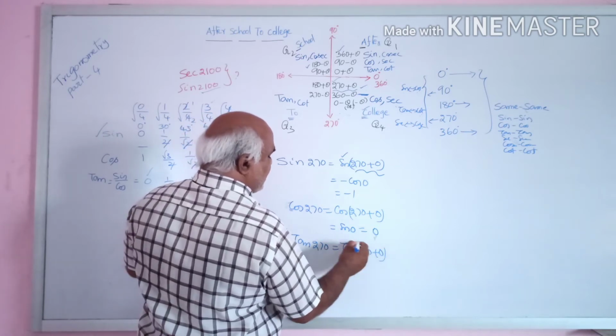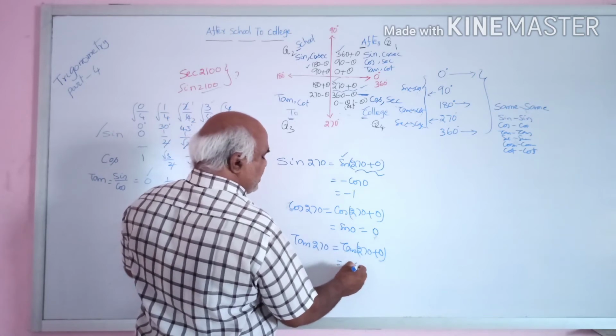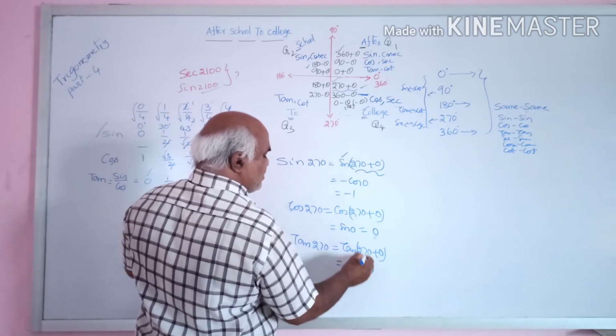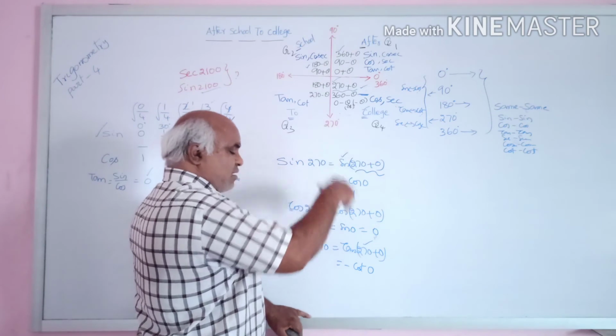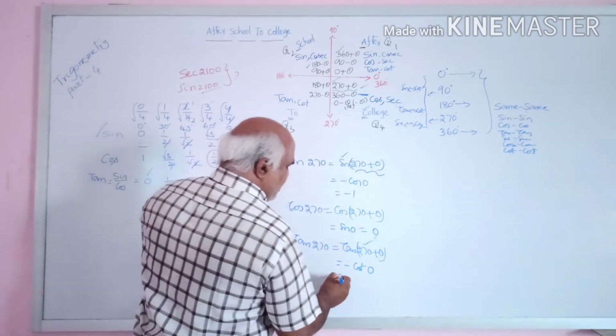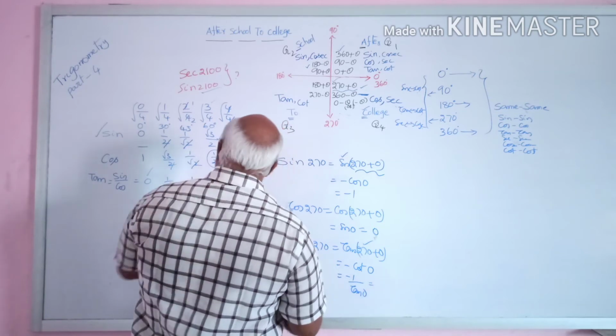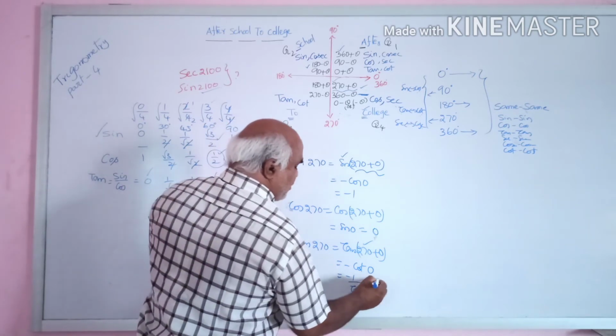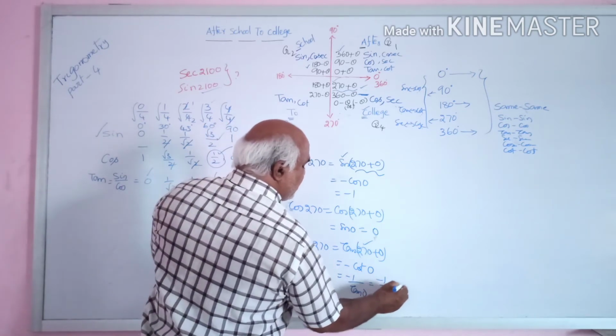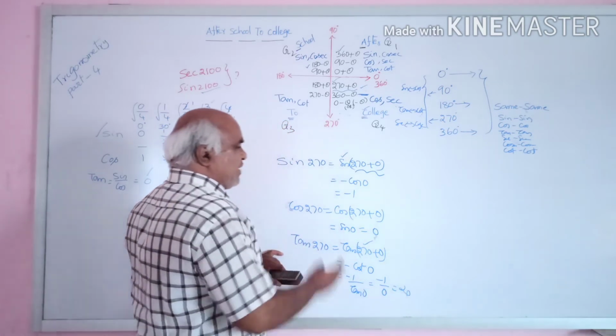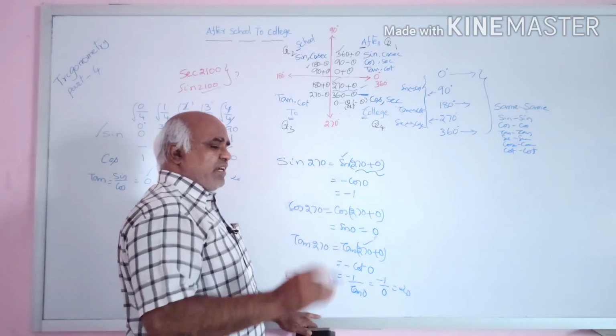In the fourth quadrant, tan is negative. That is cot 0. For 270 you can write cot 0. Cot 0 is minus 1 by tan 0. Tan 0 value is 0. Therefore, minus 1 by 0 is not defined. Like this, you can write all the values.